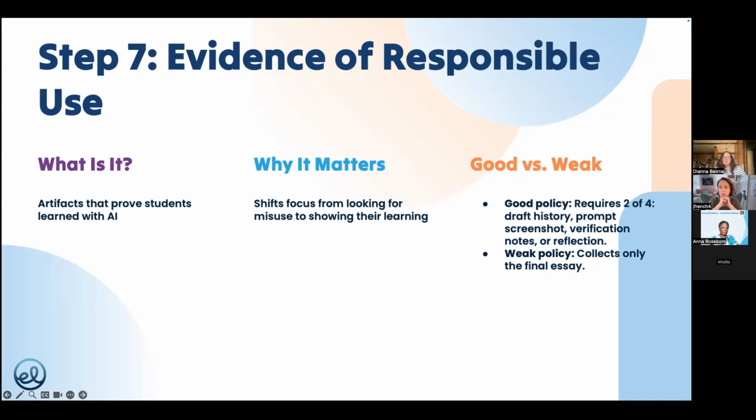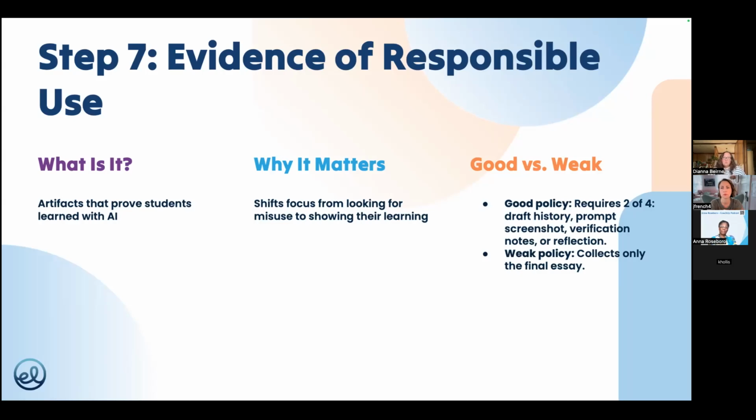Step 7 is evidence of responsible use. So it literally builds on what we were just talking about. And what is it? It's artifacts that prove students learned with AI rather than outsourcing work. So an AI artifact might include a prompt log or collecting drafts, not just the final product. A prompt log shows that students may put in an initial prompt to get some information from, for example, a large language model, and then they might ask more questions and more questions to kind of drill down to get what they're looking for. So a prompt log is an example of an AI artifact.